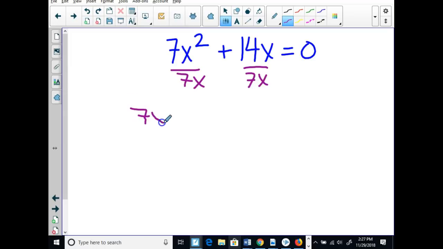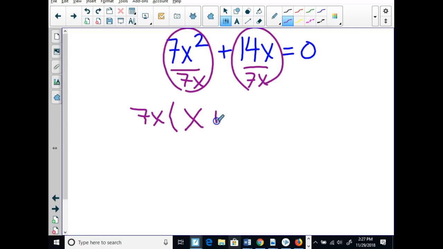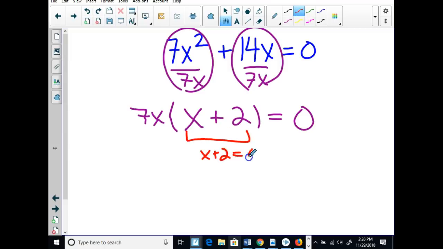I have a 7x on the outside. I have an x here when I divide. When I divide here, I have a 2 is equal to 0. I can't factor any further. I set each factor equal to 0. X plus 2 equals 0.